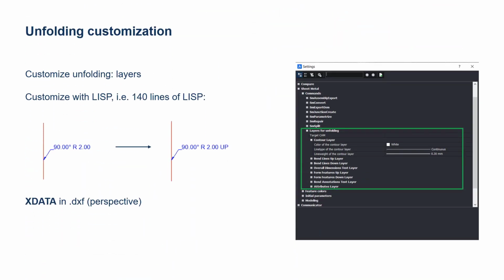Next, you can customize your unfolding. The easiest is just to adjust layer properties in settings. But next, some requests can be covered by a Lisp script, as it is shown on the slide. It's a real case coming from Australia, where we add up and down annotations to the bend lines. And let's also mention Xdata as a perspective right now, which will allow us to put even more annotations for bend entities, which later can be recovered by your script.